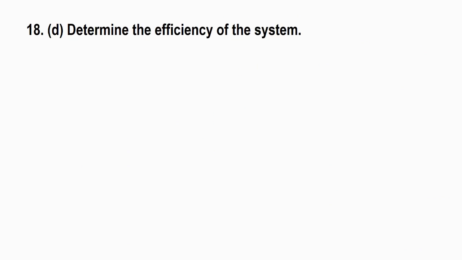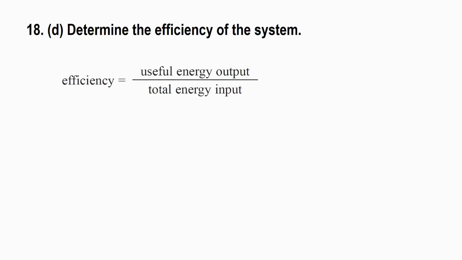Next part, determine the efficiency of the system. Efficiency is nothing but the output divided by input. So efficiency can be defined as useful energy output divided by total energy input. In this particular situation, the useful energy output is the energy increase of the block. The total energy input is the work done by the team of people.